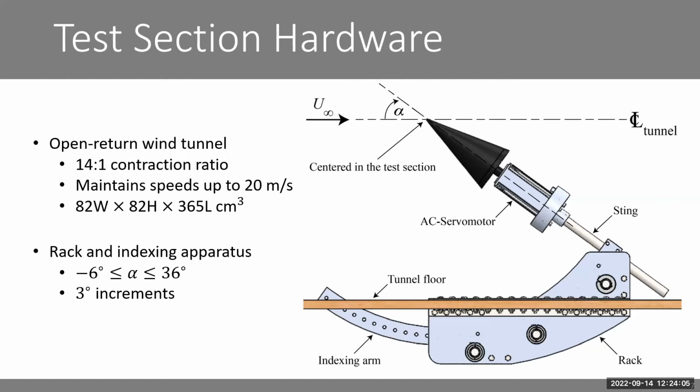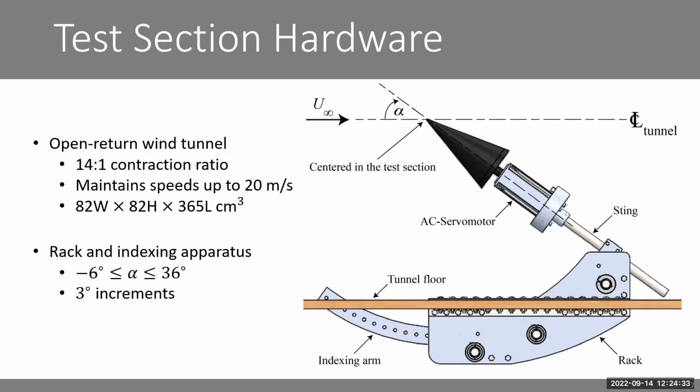Some information about the hardware we're using. All of our experiments are done in an open return wind tunnel. It has a 14:1 contraction ratio and allows for speeds up to 20 meters per second. Most importantly, it's able to sustain low speeds of at least 1 meter per second, which is very crucial for the quality of smoke visualizations. The test section cross section is 82 by 82 centimeters, and it's 365 centimeters long.